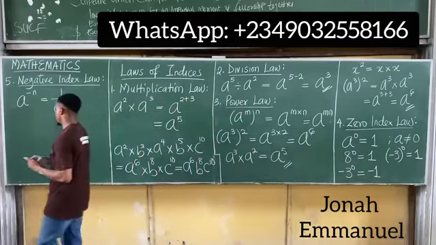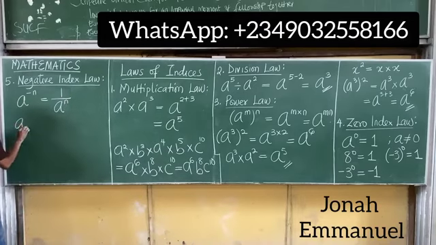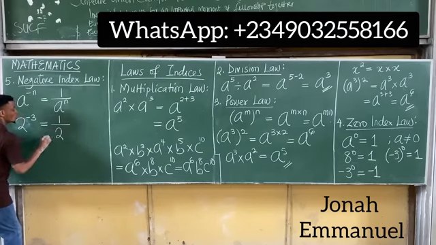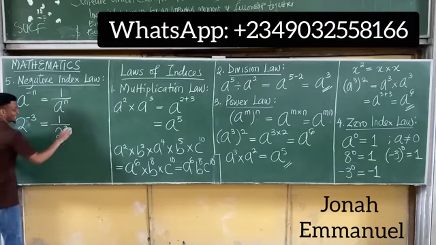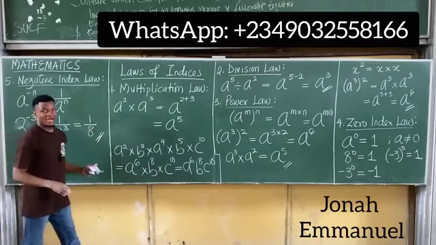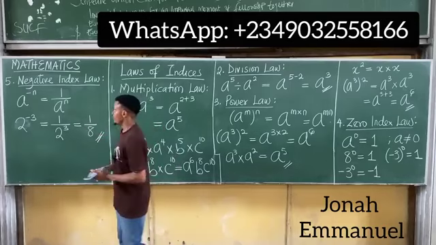Let me take an example. Let's say I have 2 to power minus 3, for instance. This will be equal to, of course, we said to eliminate the negative, I'll take 1 all over. So it becomes the inverse of the base, which in this case is 2, raised to the positive form of the index. The positive form of this becomes 3. And that's equal to 1 all over 2 to the power 3, which gives you 8. So this is how we solve problems on negative index law.